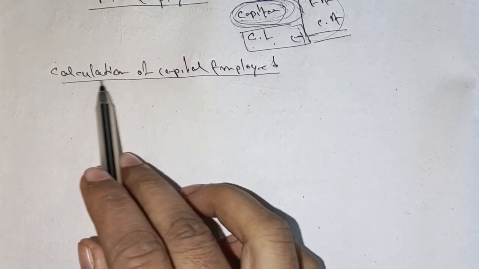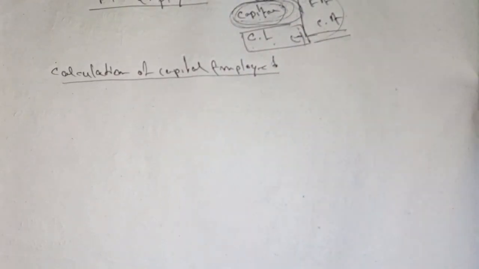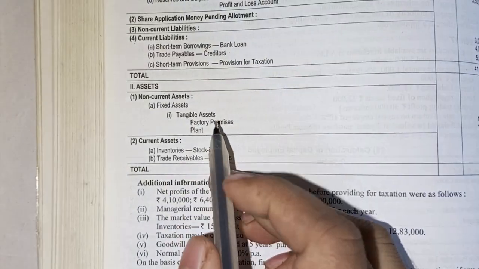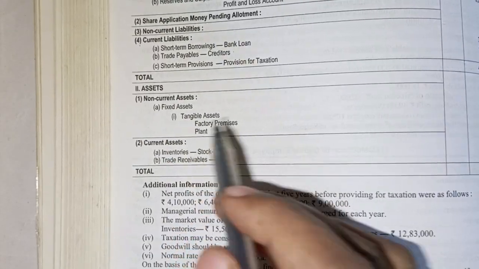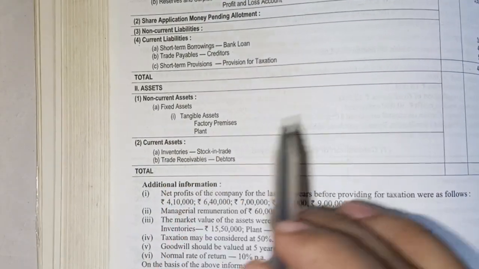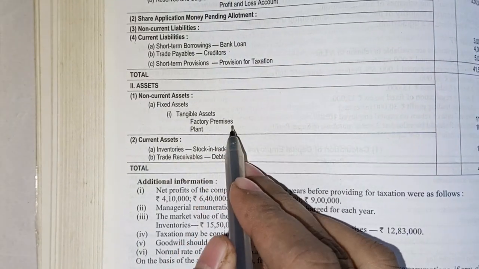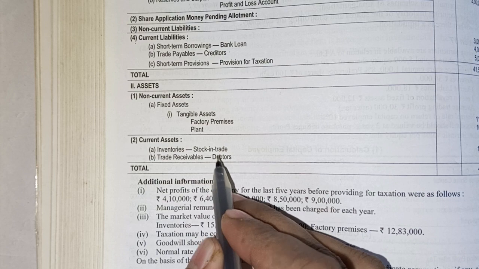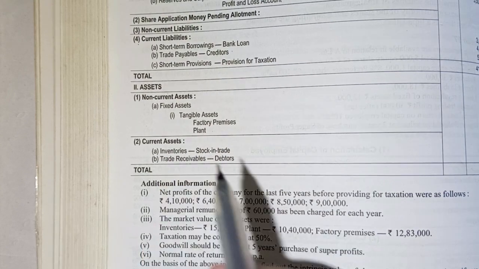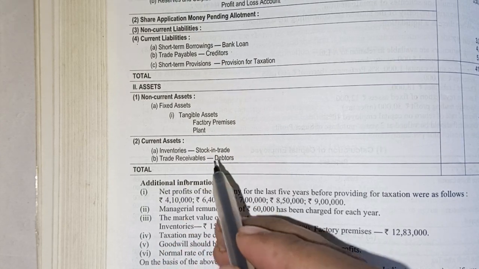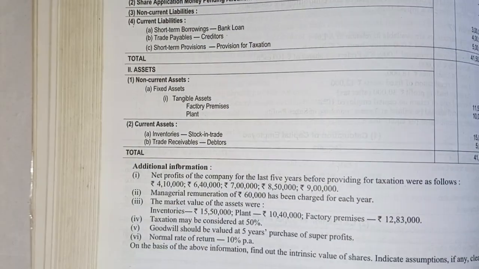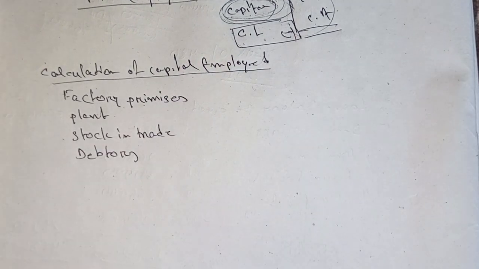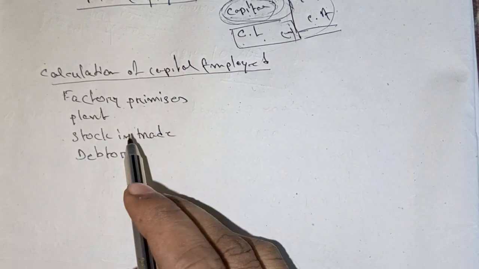Okay, so I have written, and now we will put all the asset side information. That is what is given here. Given here is factory premises, plant, stock in trade and debtors. Only these four are given here. So write it down. You can see all four items I have written.